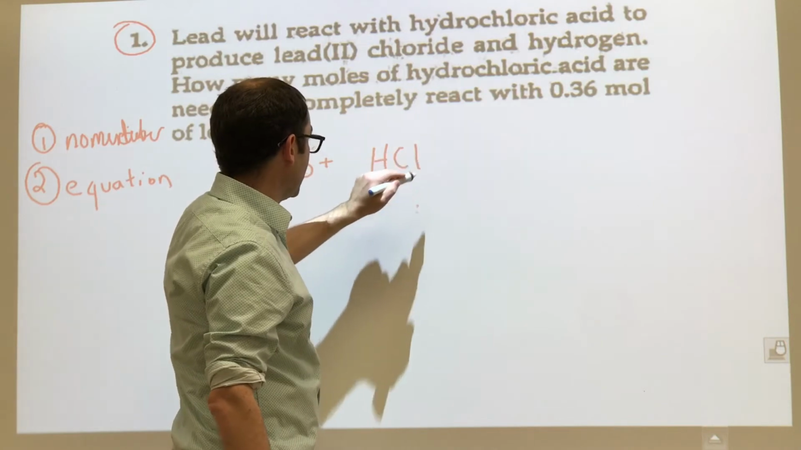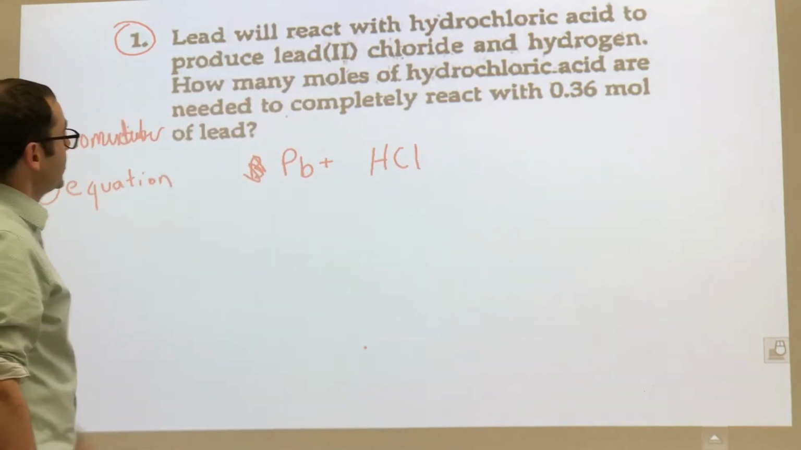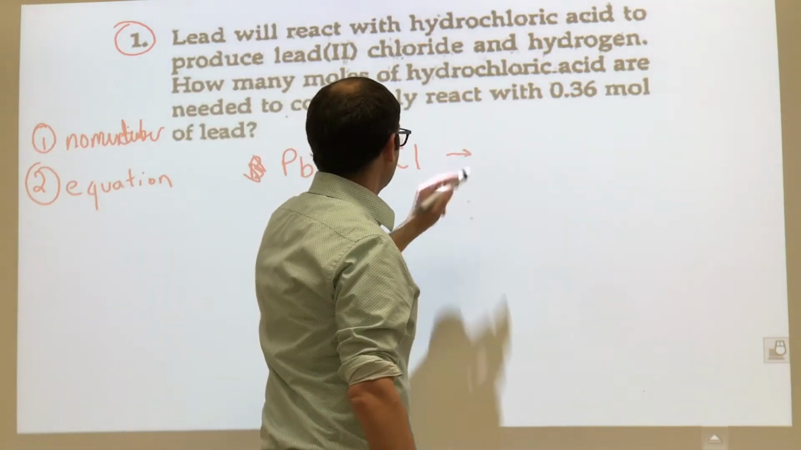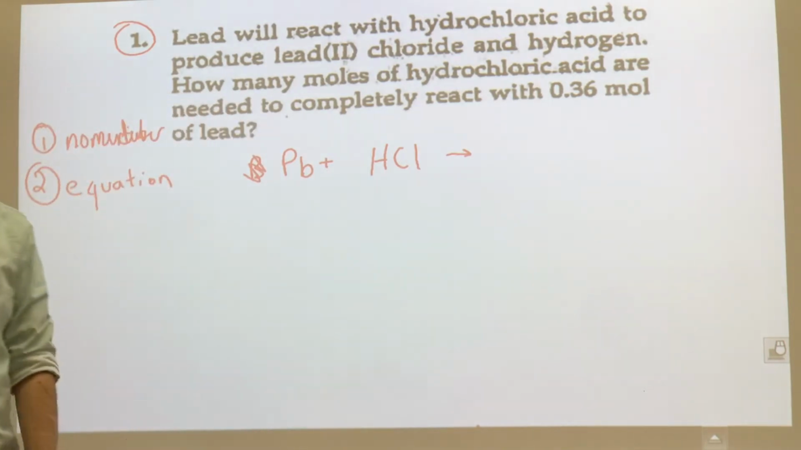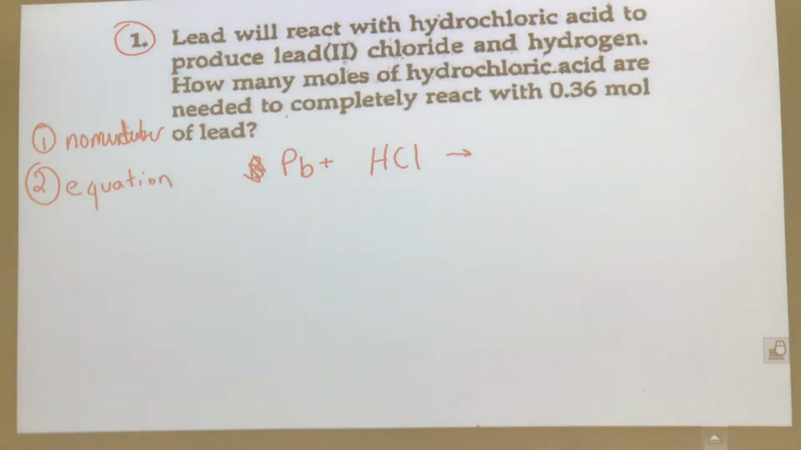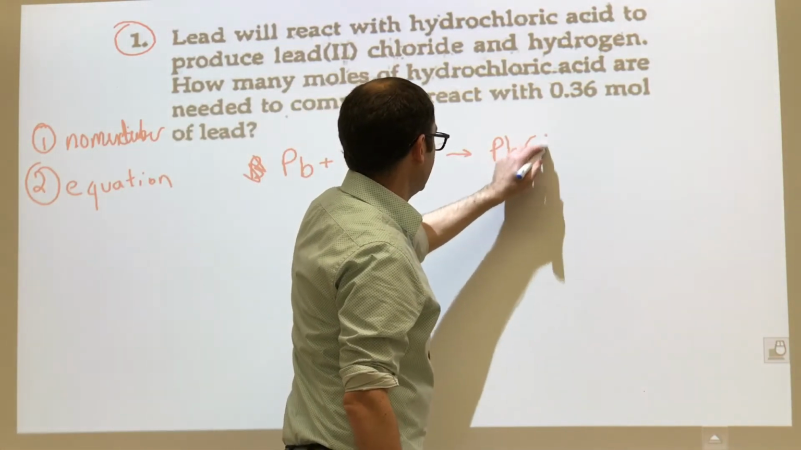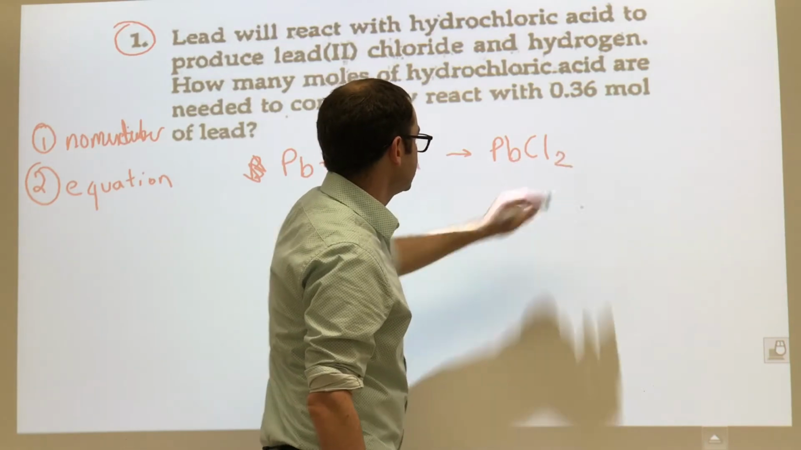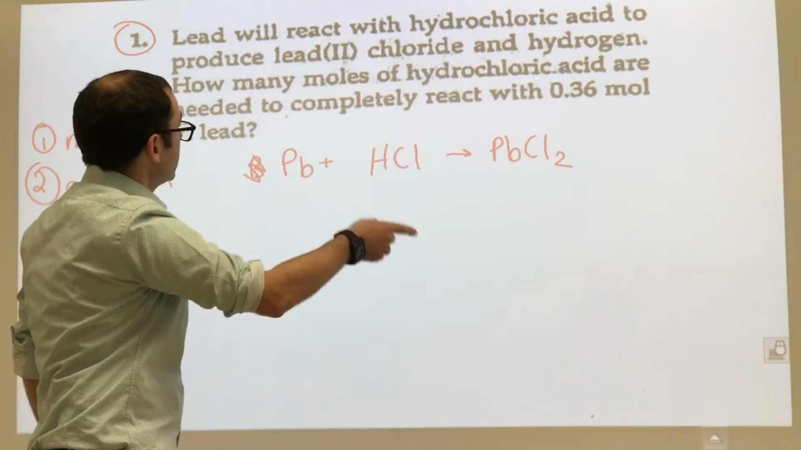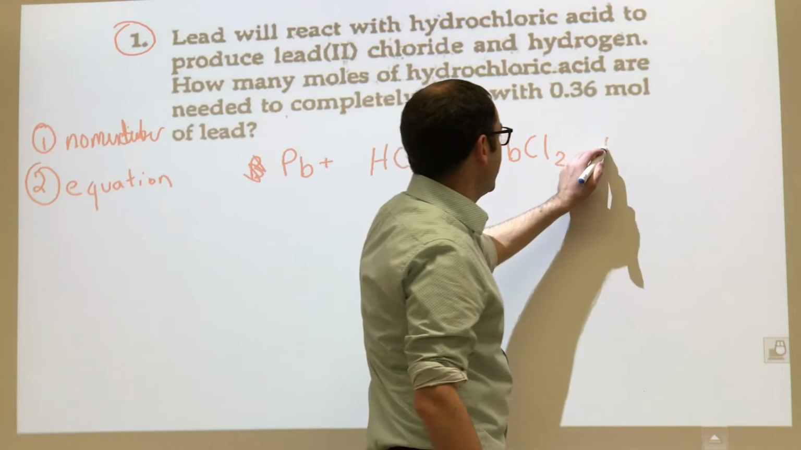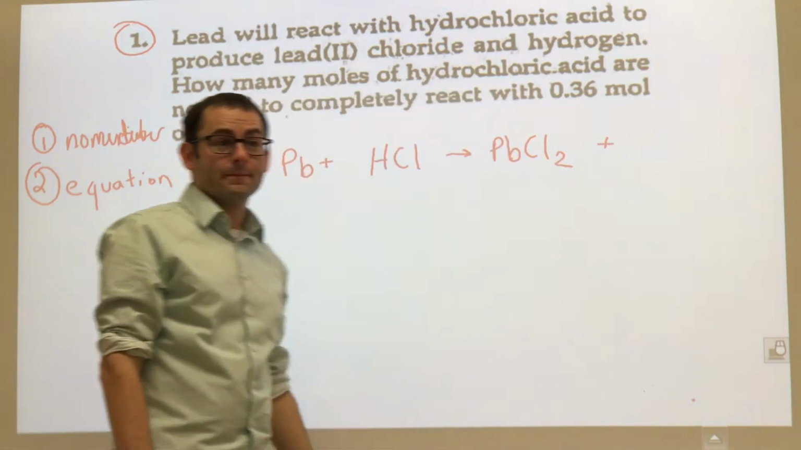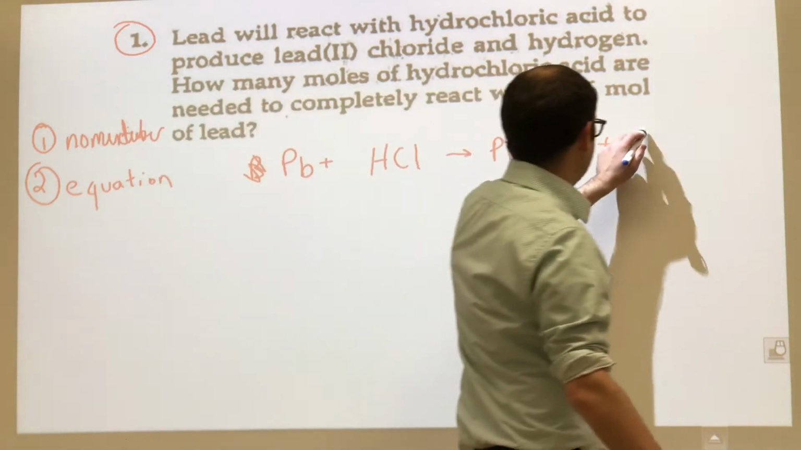All right, what's hydrochloric acid? Good, HCl, right? And then to produce lead 2 chloride. All right, lead 2, what does the 2 mean? Good, the charge. So it's lead 2 chloride. Chloride's charge is -1, so we need 2 of those. All right, so we have lead 2 chloride plus hydrogen. How do I write hydrogen? H2, yeah, because it's one of the diatomic elements.